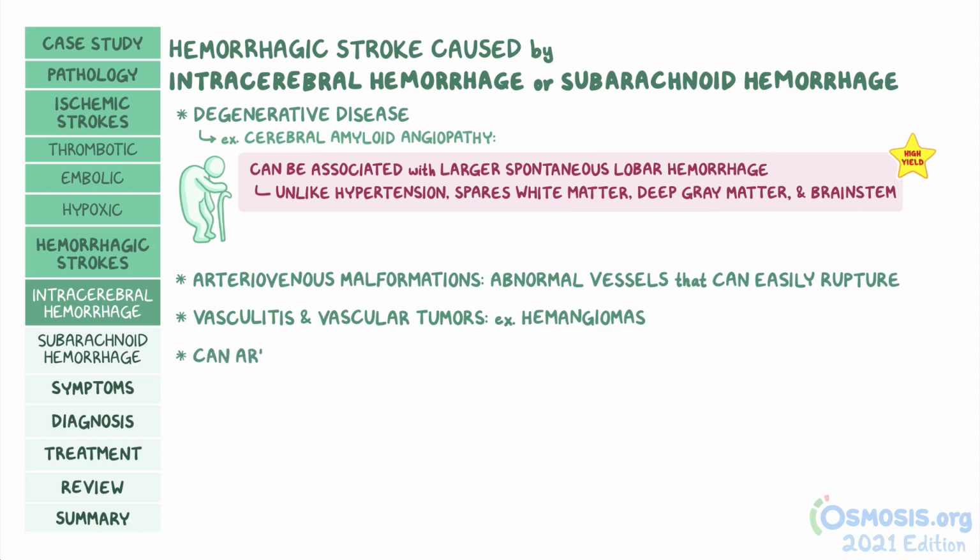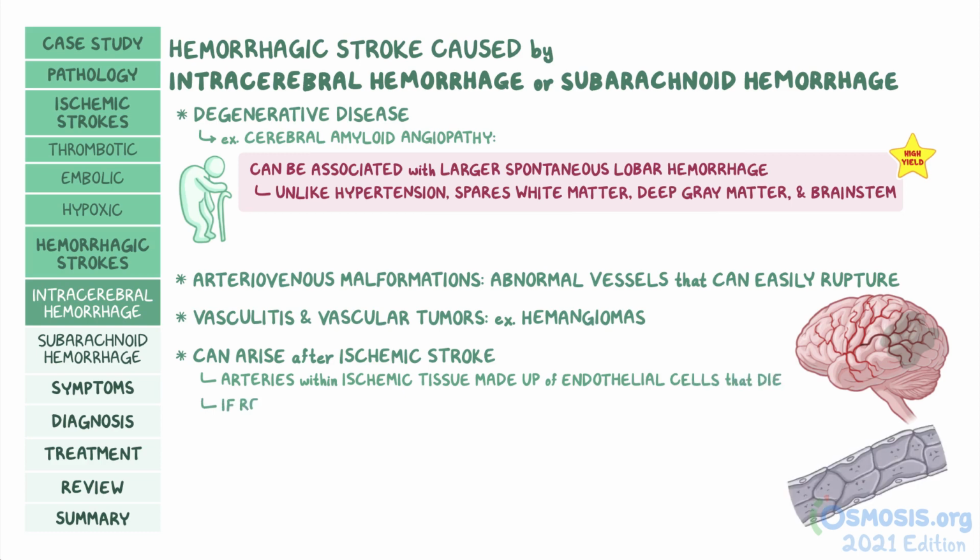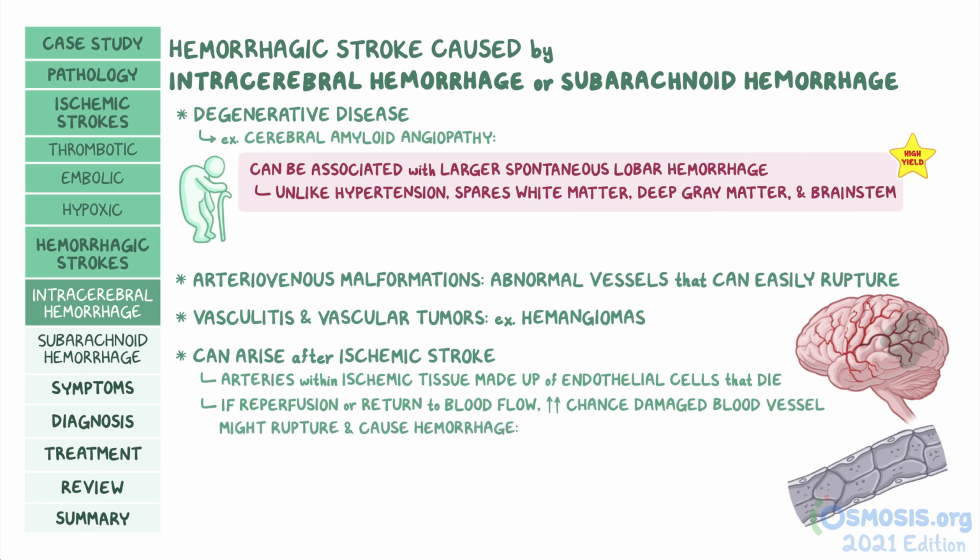Intracerebral hemorrhage can also arise after an ischemic stroke. Arteries within the ischemic tissue are themselves made up of endothelial cells that die off. If there's a reperfusion, or a return to blood flow, there's an increased chance that the damaged blood vessel might rupture and cause a hemorrhage. This is called a hemorrhagic conversion.